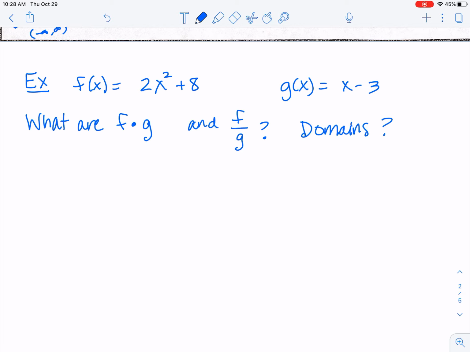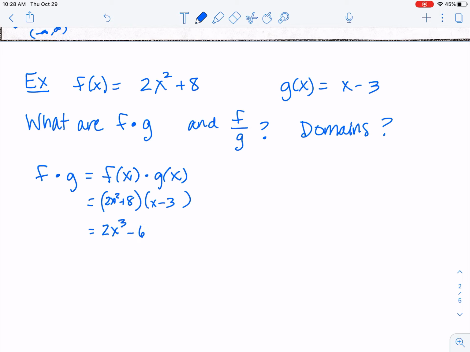Okay, so first thing, this f times g is the same as f of x times g of x. My f function is 2x squared plus 8. My g function is x minus 3. If I multiply those two, multiply your first terms, 2x to the third. Multiply your outside terms, negative 6x squared. Multiply your inside terms, plus 8x, and your last term is a negative 24.